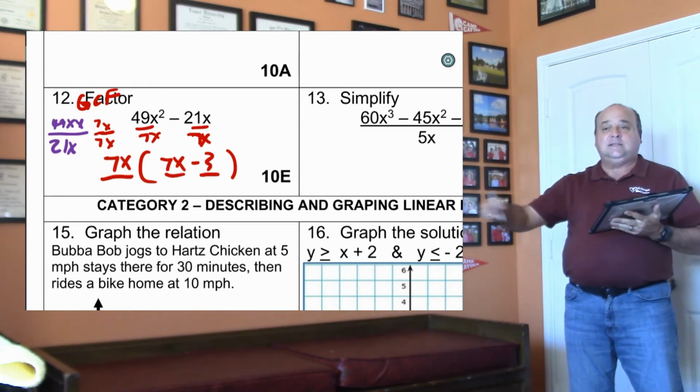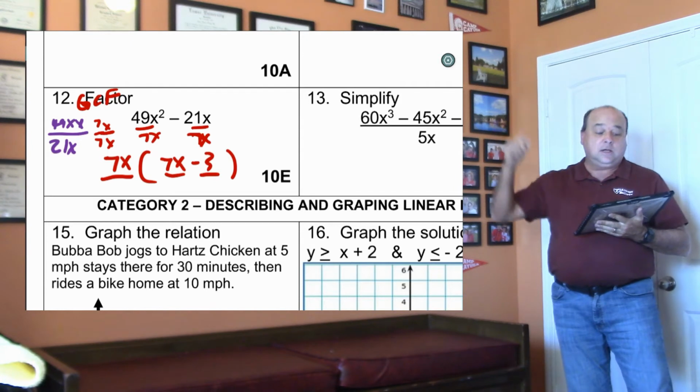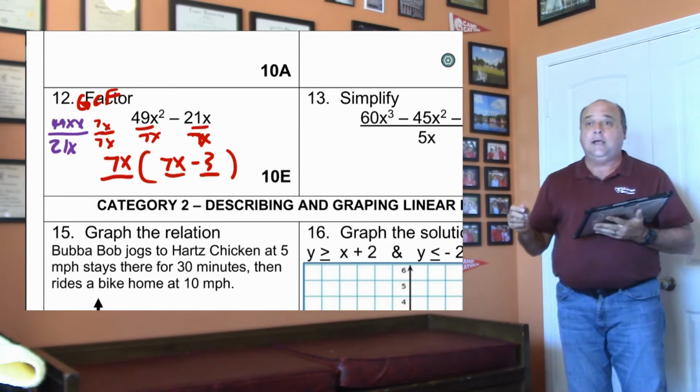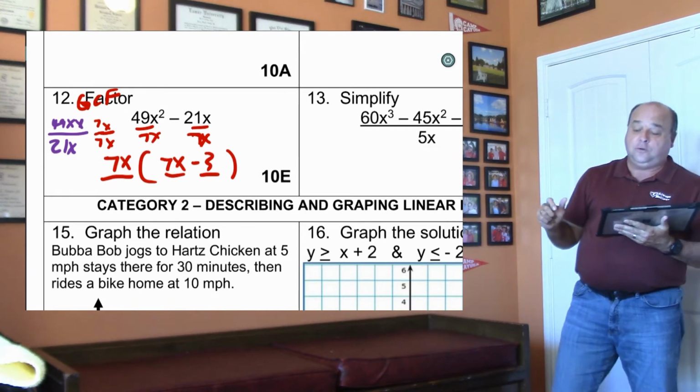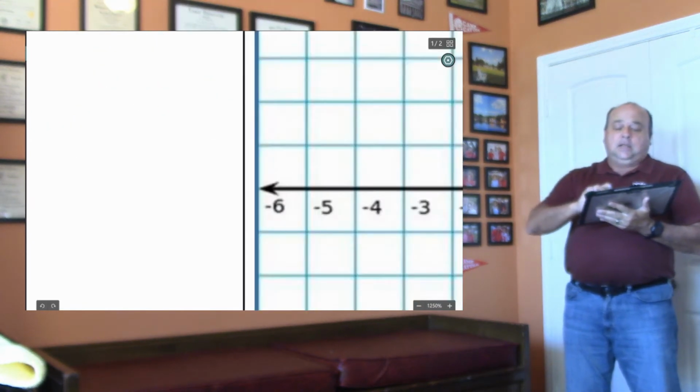So if I multiply 7x times 7x minus 3, I'll get 49x squared minus 21x. So basically, when you factor, you're pulling that common factor out of your polynomial. Let's go down to 15.